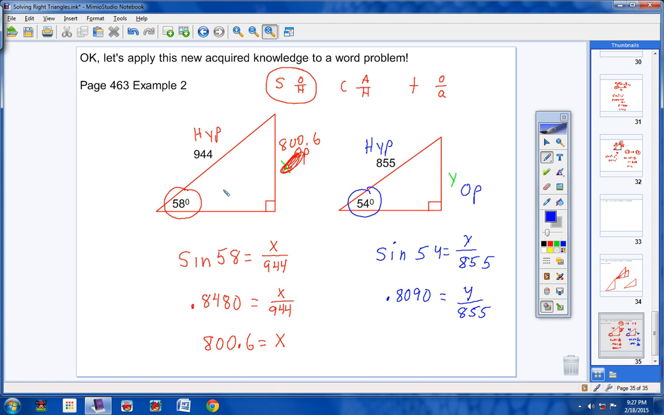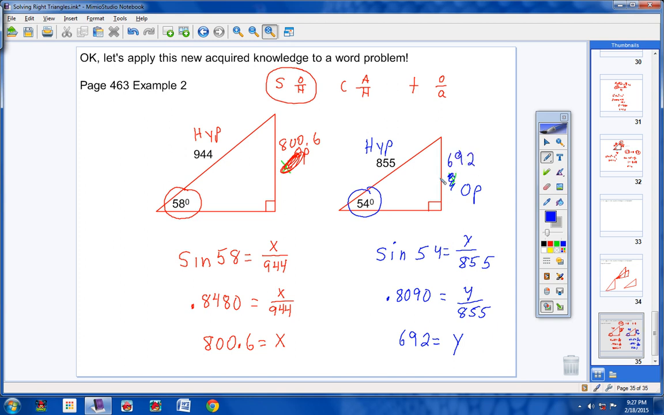So if you multiply 0.8090 times 855, you're going to get 691.709532. I'm going to put 692. Now again, you can round to different places, that's okay. Now if you multiply the right side by 855, you're going to get y. So this side here is 692.